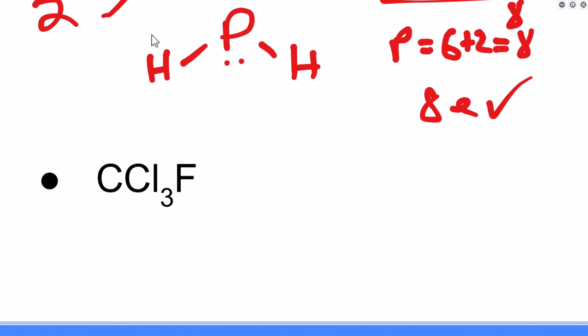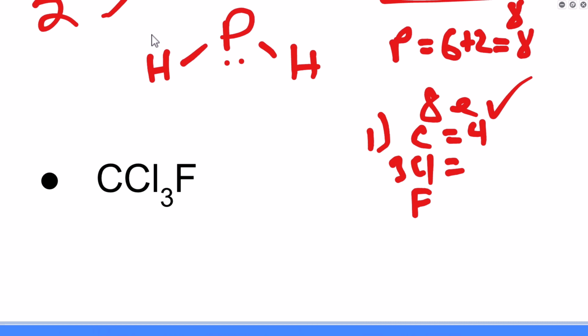CCl3F, again, same procedure here. So step 1, we have carbon, we have 3 chlorines, and a fluorine. So 4, 21, and 7. Again, look at your periodic table and figure out how many valence electrons there are based on that periodic table location. Each carbon has 4, each chlorine has 7, times 3 is 21, and fluorine has 7 as well. So when I add these up, 32 electrons to play with in my structure.